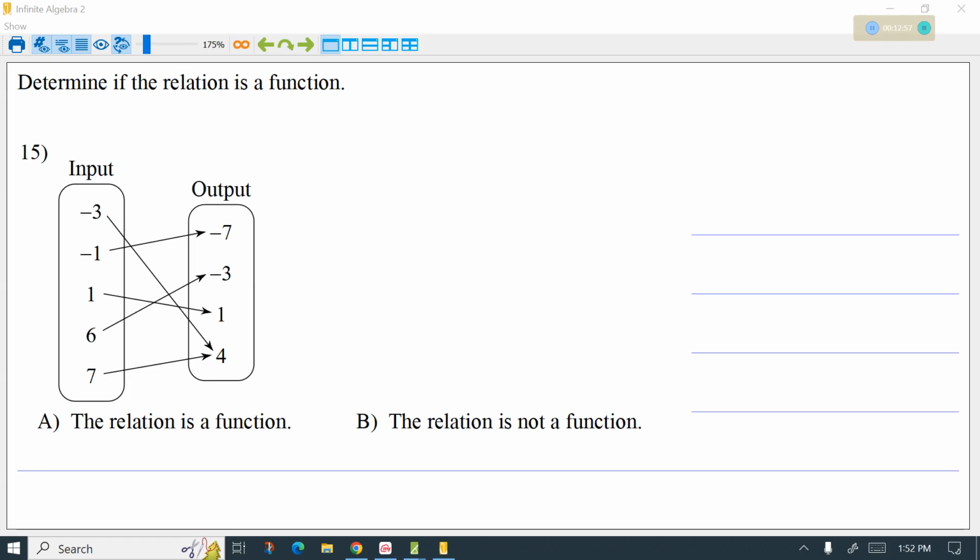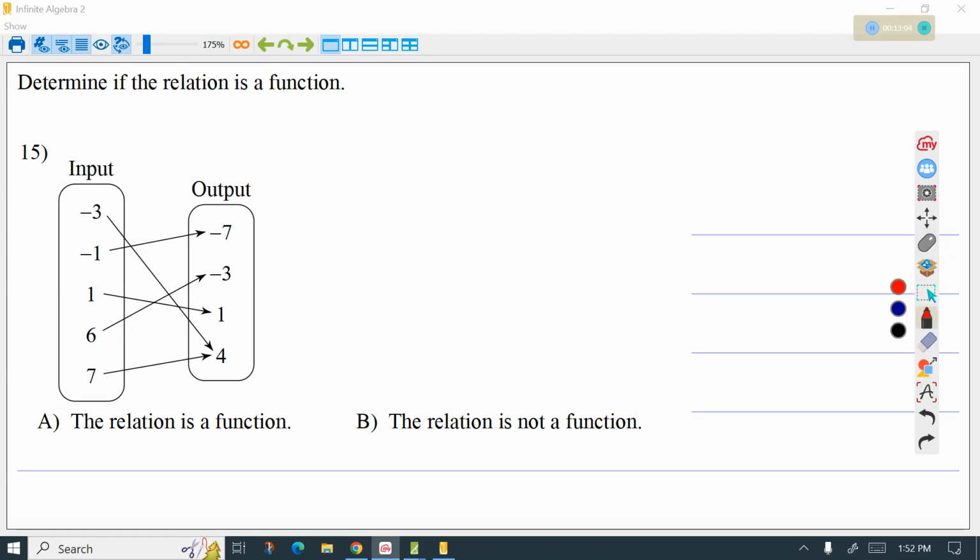So we have this set of input and this set of output. What you guys are supposed to remember is for it to be a function, we have to make sure that every input only has one output. So I can see 3 only has 1, negative 1 only has one output, 1 only has one output, 6 only has 1, and 7 only has 1. None of these inputs have 2 outputs. So that means that we have a function.